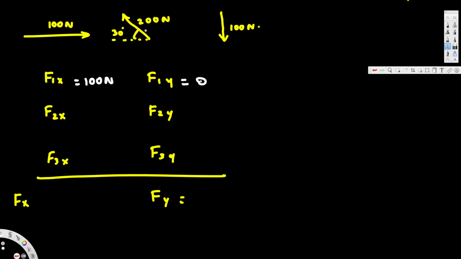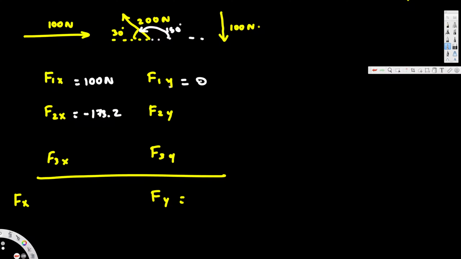And for f2x, we have an x component, but this is in the negative direction, so you have to put 200 cos 30. But 200 cos 30 is going to give you a positive answer, because it's actually from here to here, 150 degrees. You can also calculate using 200 cos 150 and you will get the correct sign, but if you use 200 cos 30 you are going to get the positive answer, and since this is in the negative direction we have to put a negative sign, so this is going to be negative 173.2.